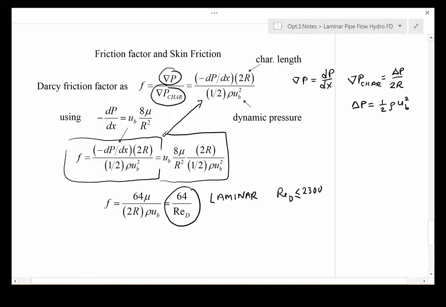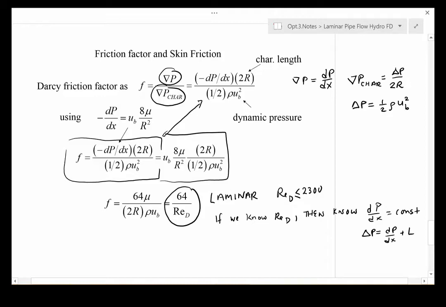So this is a really important model for understanding flow in pipes. What this says is that if you know the Reynolds number, Re_D, then we know dP dx. And since dP dx is constant, it means we know delta P, because it's just dP dx times the length.